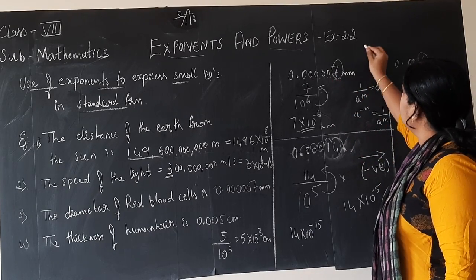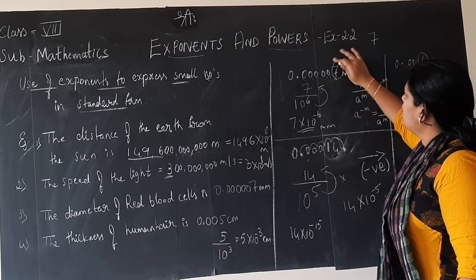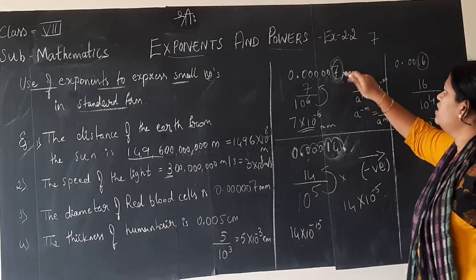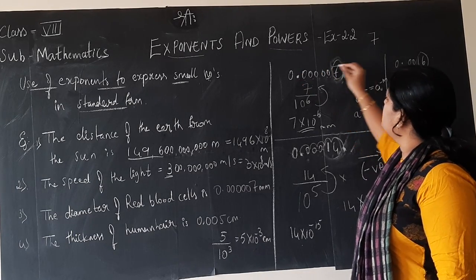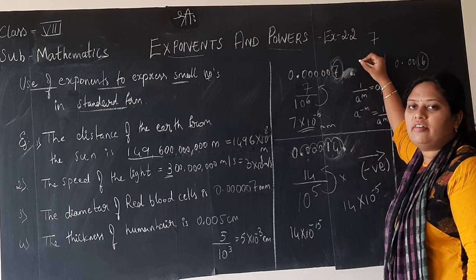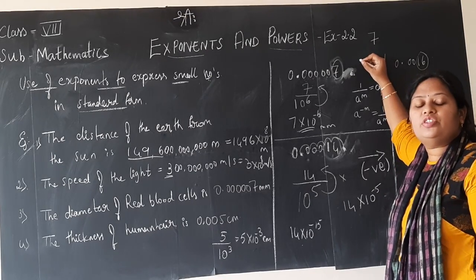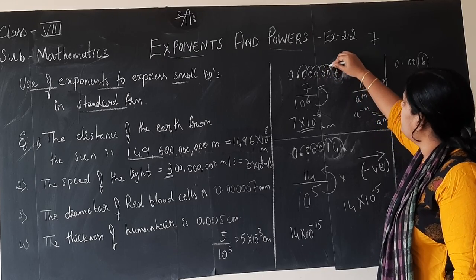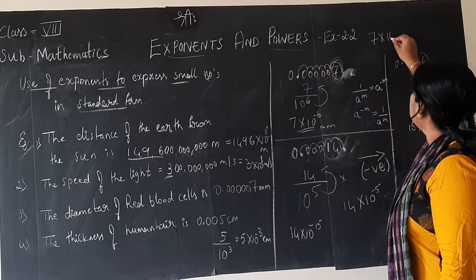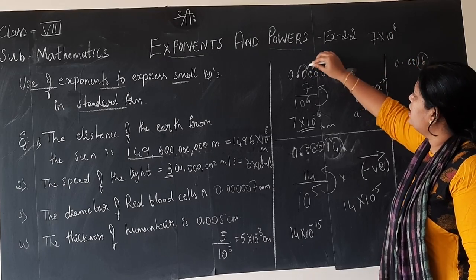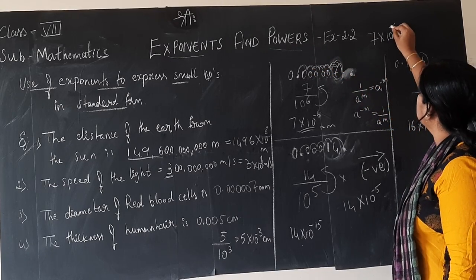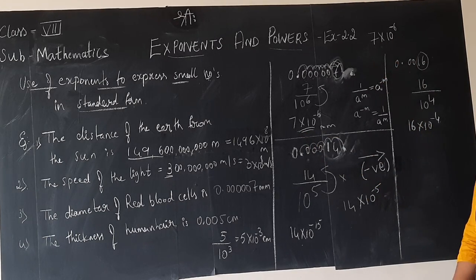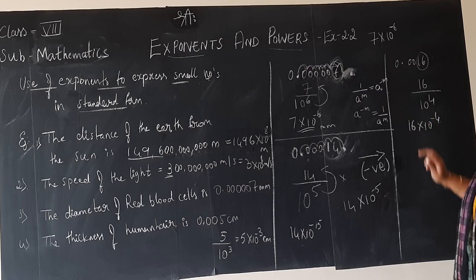Now, I will write 7. Next, to make this 0.000007 as only 7, what I should do? I should bring this decimal point to the end, that is after 7. So, how many decimal places am I shifting? 1, 2, 3, 4, 5 and 6, into 10 to the power 6. I am shifting the decimal point in the forward direction, so it is minus 6. 7 into 10 power minus 6, 7 into 10 power minus 6. Isn't it easy, children?